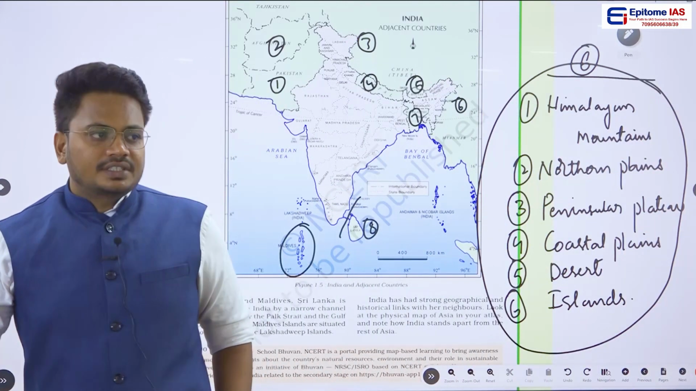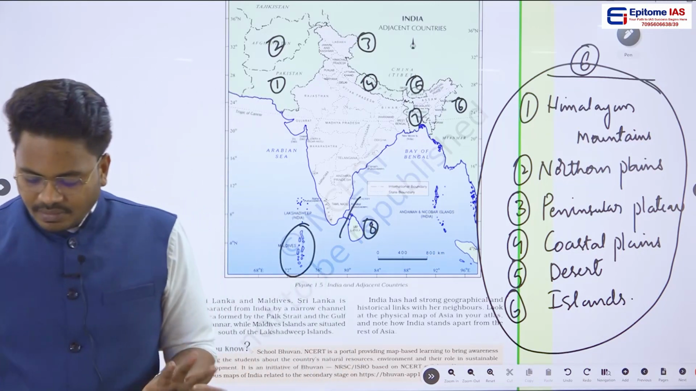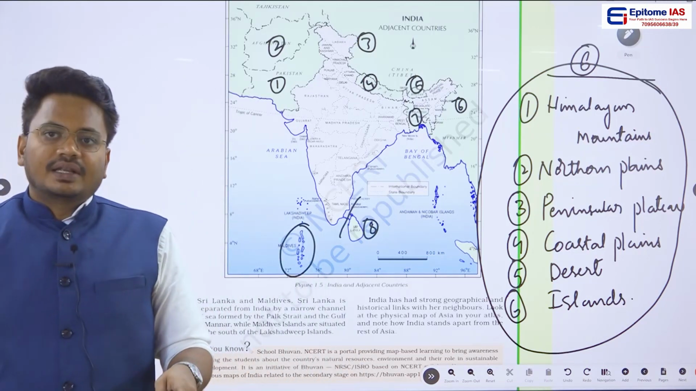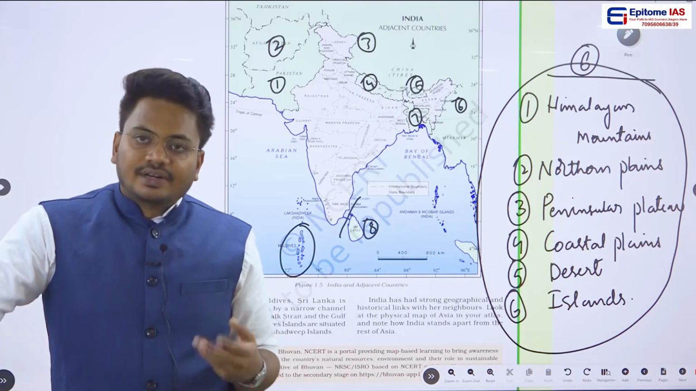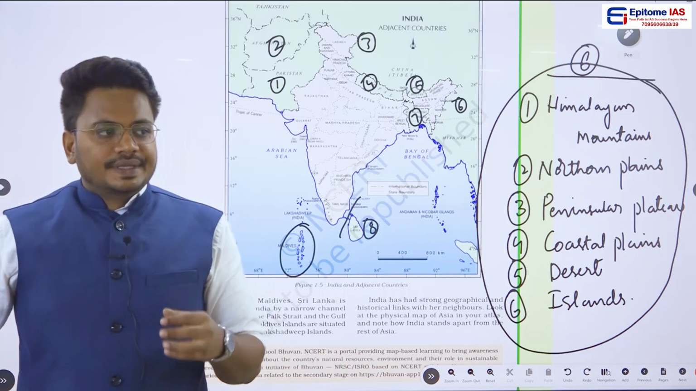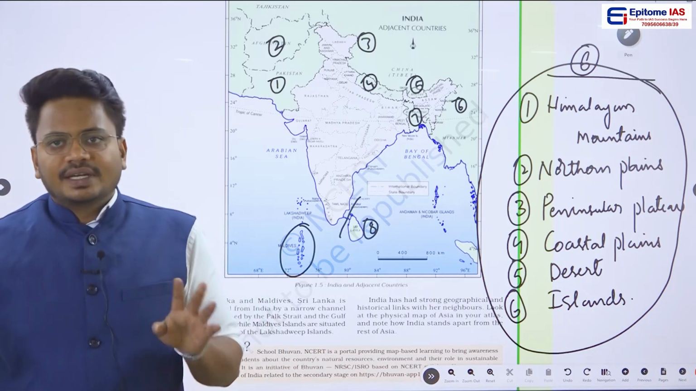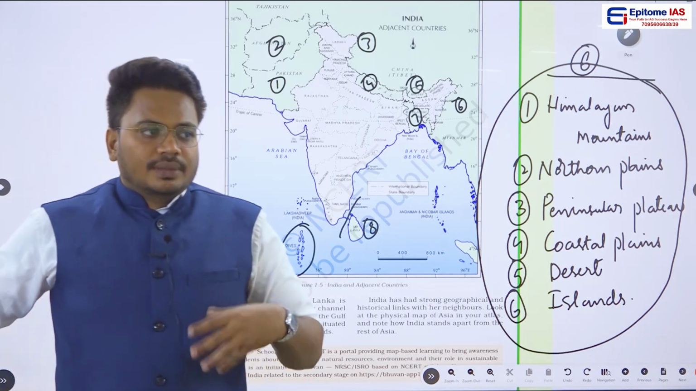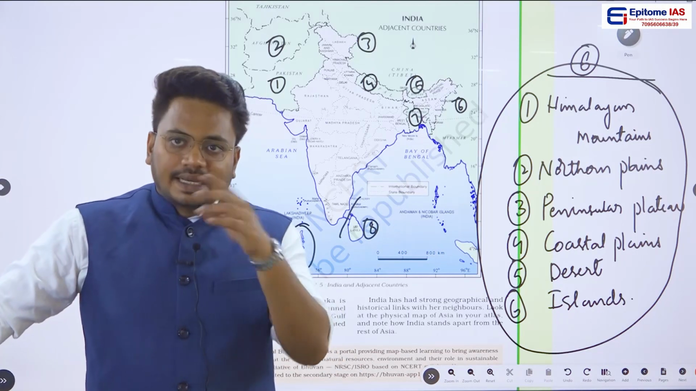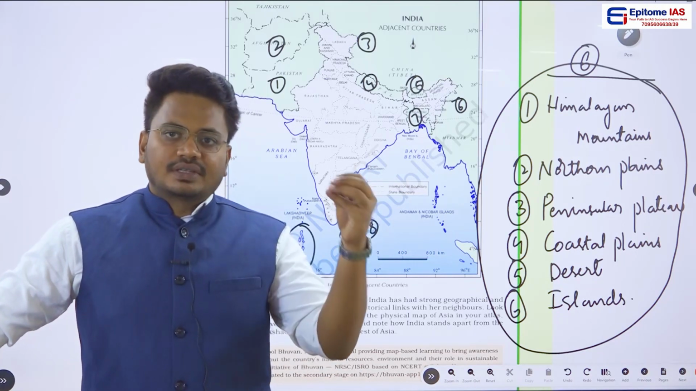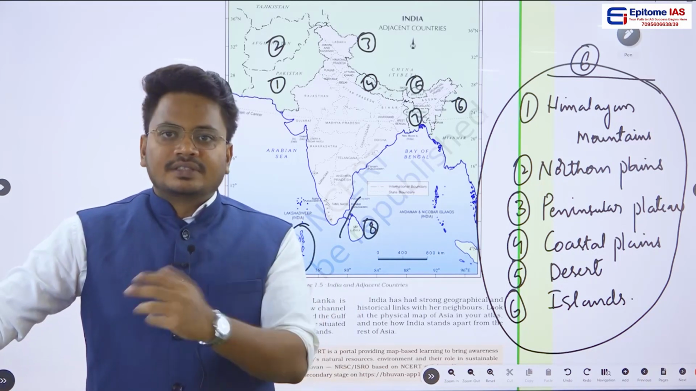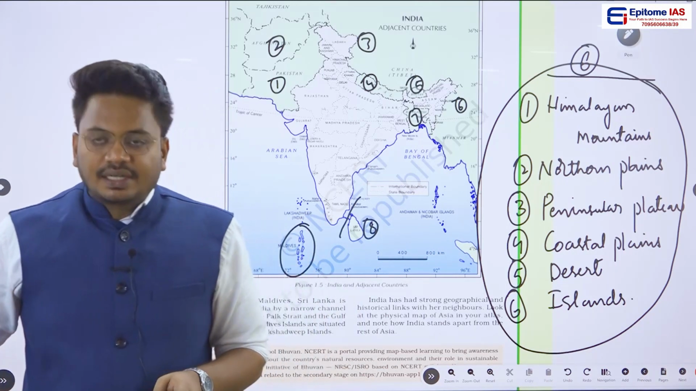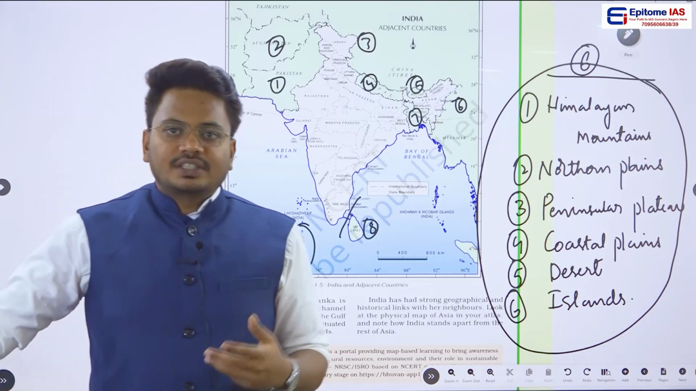In the third chapter, we will read about the drainage system. In the fourth chapter, the climate. In the fifth chapter, natural vegetation and wildlife. And in the sixth chapter, we will see the population distribution in India. Somewhere you can connect this with the previous classes we have already discussed, in 6th class and 7th class. I hope you understand this particular chapter. This is a very small chapter.